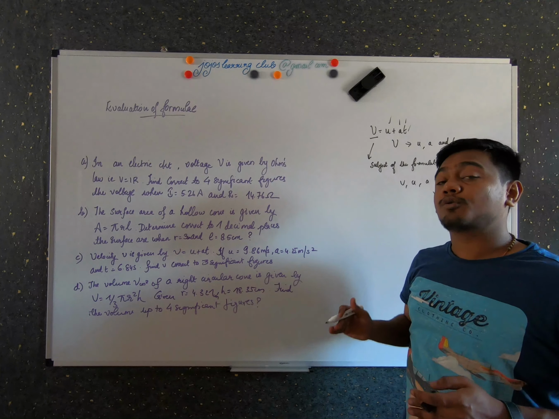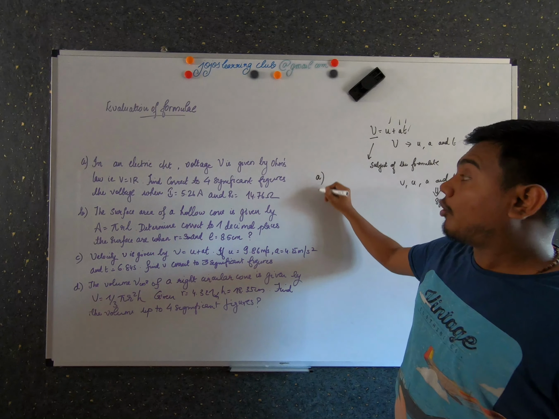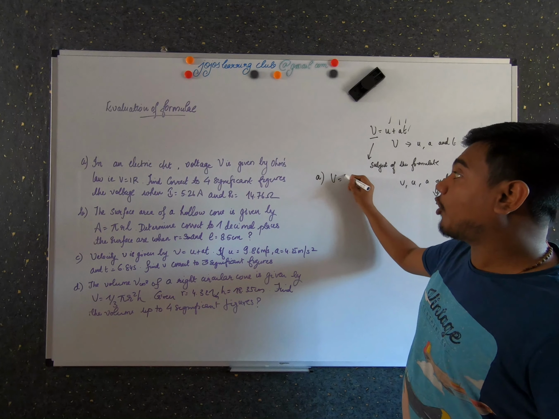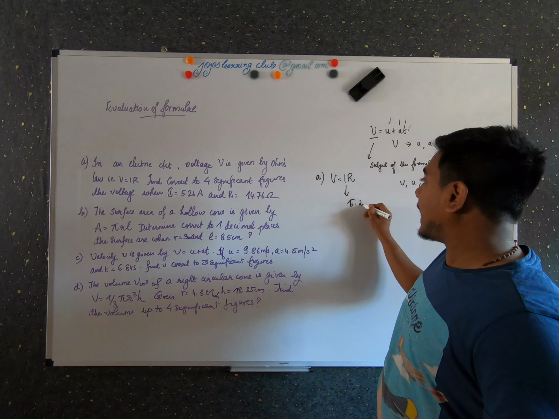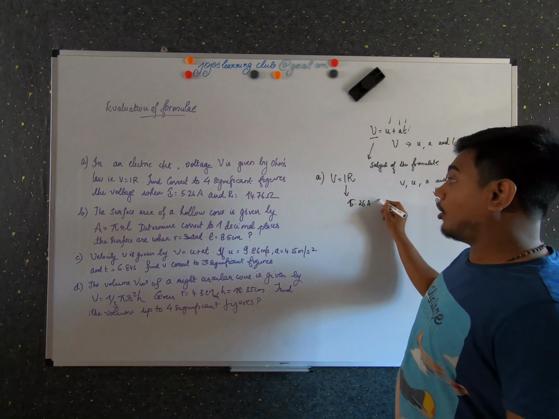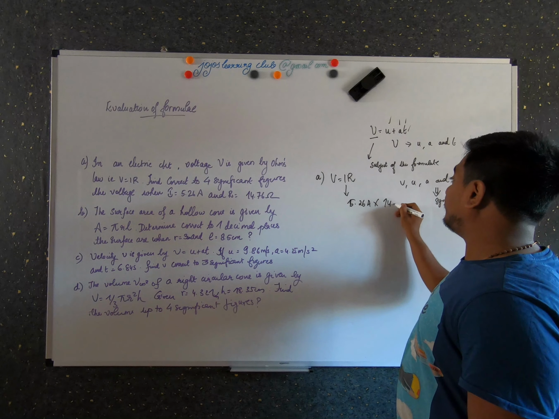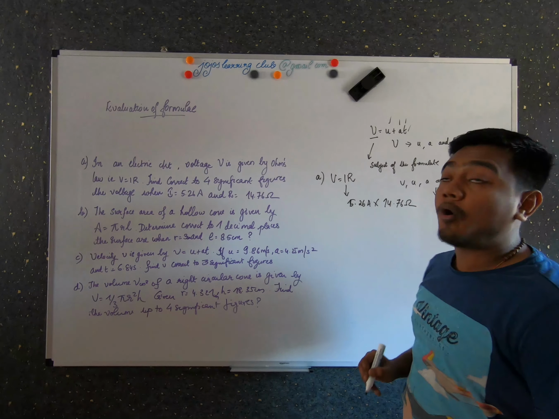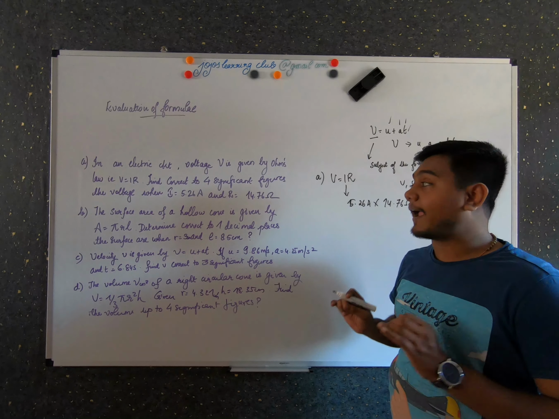So for the first problem, it is discussed that in an electric circuit, voltage V is given by Ohm's law. What is Ohm's law? V is equal to IR. The formula is also given, right? V is equal to IR. And I is given as 5.26 amperes. And the resistance is also given. What is the resistance? It is 14.76 ohms. So we need to just find the final answer.